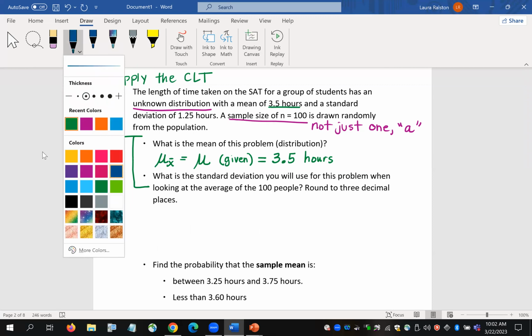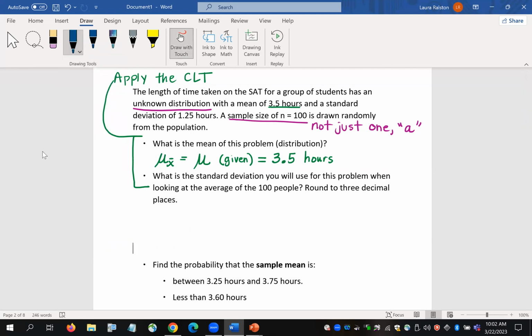Then it says, what is the standard deviation you will use for this problem when looking at the average of the 100 people? Again, this phrase lets me know that I want to apply the central limit theorem. It is also very important that you round as they indicate, because using that value in your calculations, it needs to be rounded as stated, because that's how you're going to match the answers that you're going to find on your homework quiz.